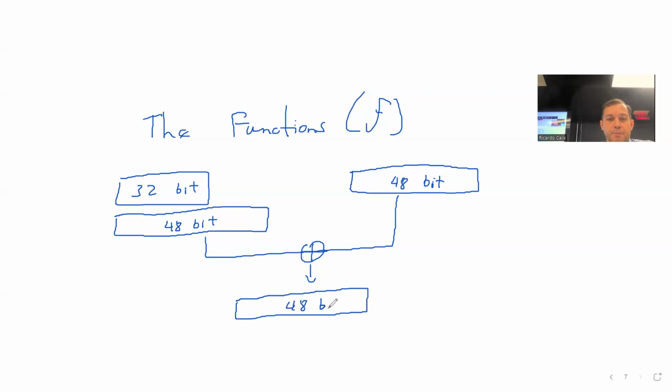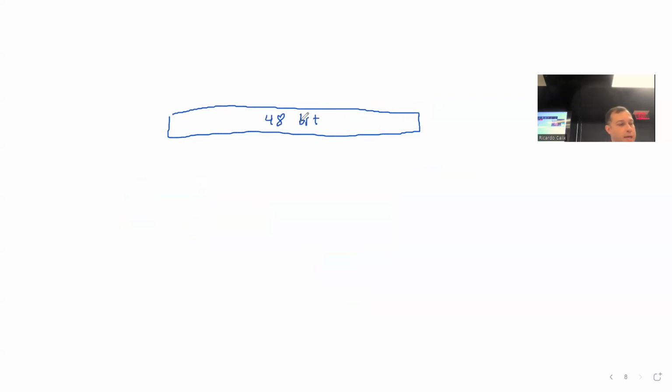48 bits. And then the last part of this is to do something called the S boxes. So that's the last part of it. So now I'm going to go over here. You have a 48-bit block, and 48 is divided by 6. So it's going to be 8 blocks of 6 bits each, right? So we're going to do this, and this is the end of it.